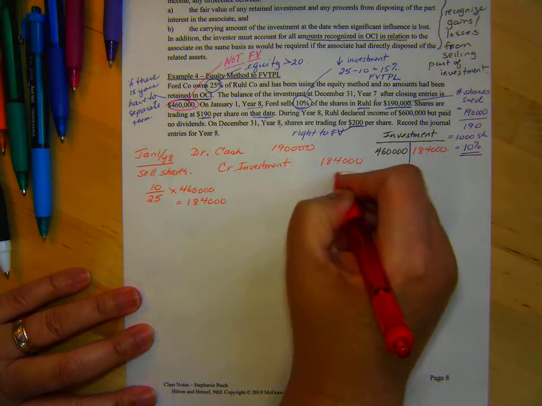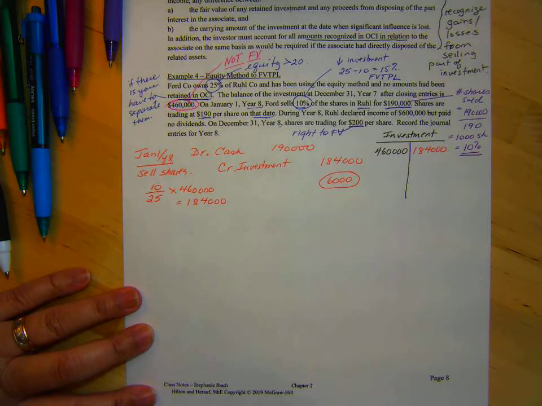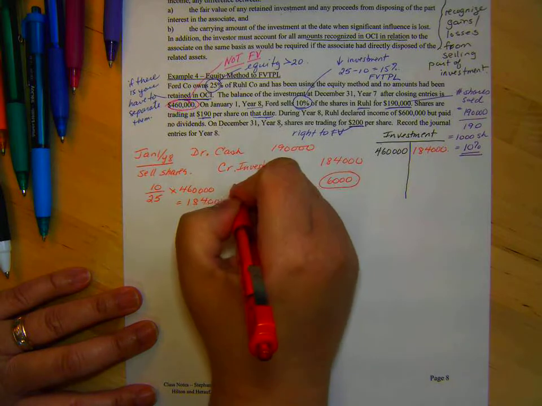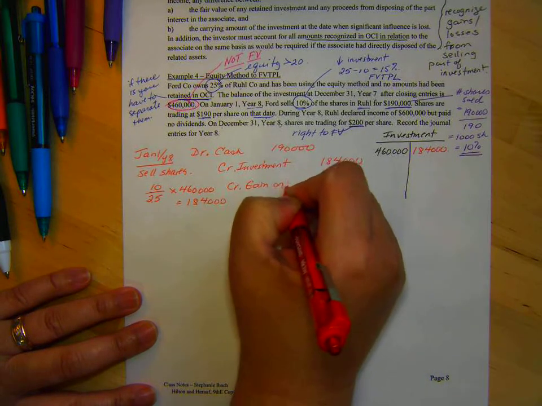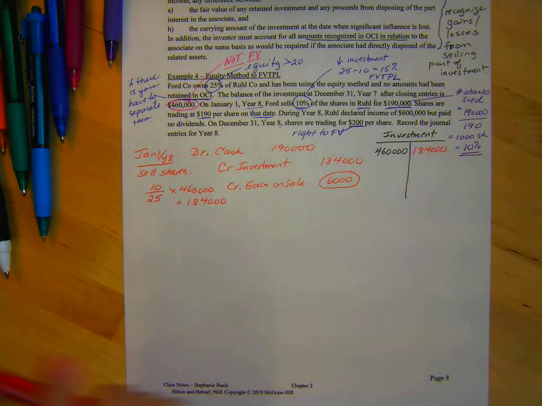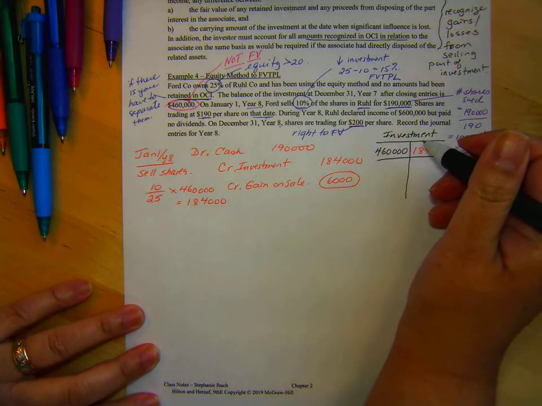But we're out by $6,000. Credit. So, what's that going to be? Remember, we have to recognize gains and losses if you sell part of the investment, so this is going to be a gain on sale. Okay, and let's balance, keep going as we go.